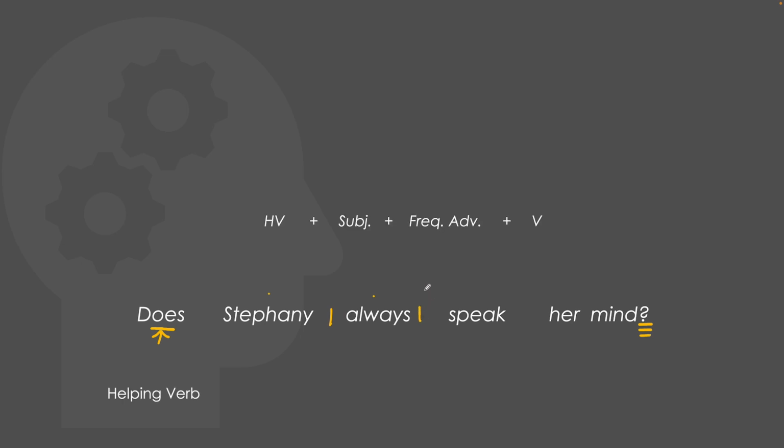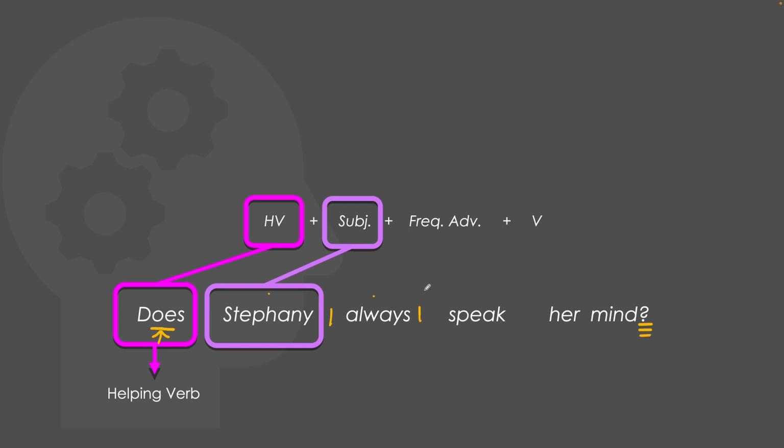So it looks like this. We start with the helping verb, which is does. We know this because we need this to make the question in the simple present. It is does because our subject is Stephanie. If I change the subject to you, then does becomes do. We know this, right? So does Stephanie, helping verb, subject, followed by the frequency adverb.